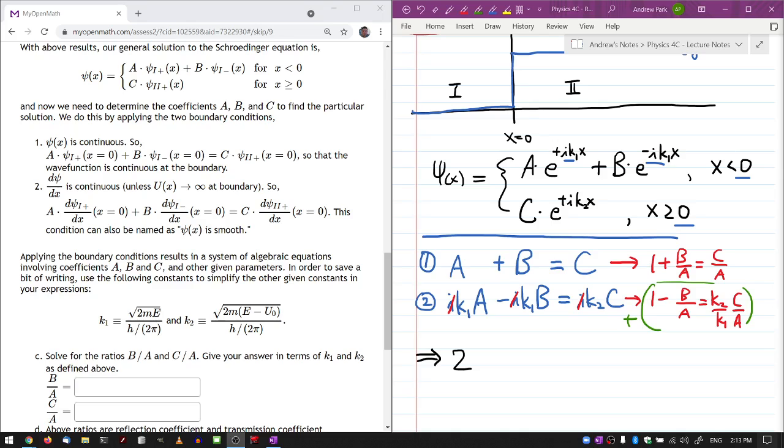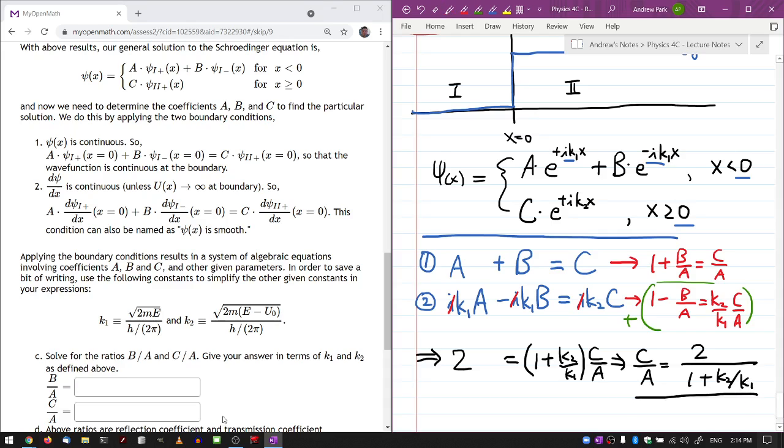b over a minus b over a gets me 0. So 0 is equal to the right hand side, c over a plus k2 over k1 c over a. Factoring out c over a, it's 1 plus k2 over k1 times c over a. So that gives me the answer: c over a is equal to 2 divided by 1 plus k2 over k1.